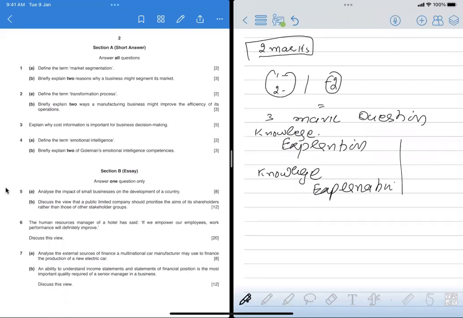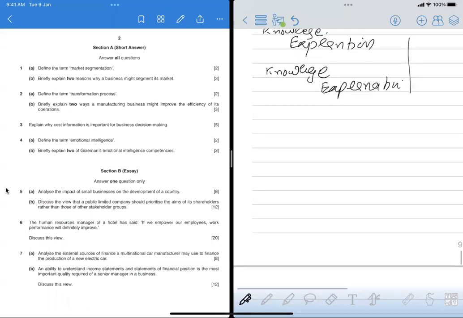Now come to the next question that is a little tricky. It is a 3 marks question, and let me tell you that most of the students lose marks in this question because usually they are unable to identify what exactly to be done in it. Explain why cost information is important to business decisions.